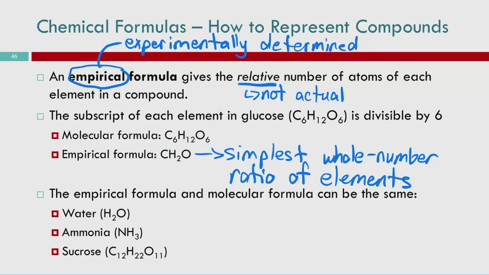This empirical formula could also describe other things other than glucose. If we multiplied our empirical formula by 2, for example, this could refer to C2H4O, which might be a real chemical. It doesn't just refer to glucose necessarily.